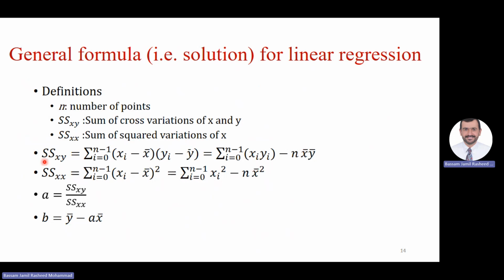Once we compute these two terms, the slope is equal to the sum of cross variation of x and y divided by the sum of the squared variation of x. And b equals the average y coordinate minus the slope times the average x coordinate.